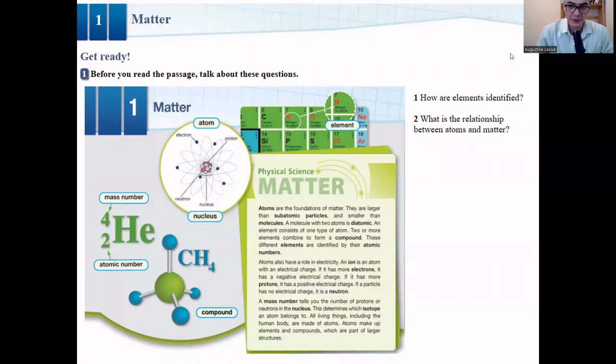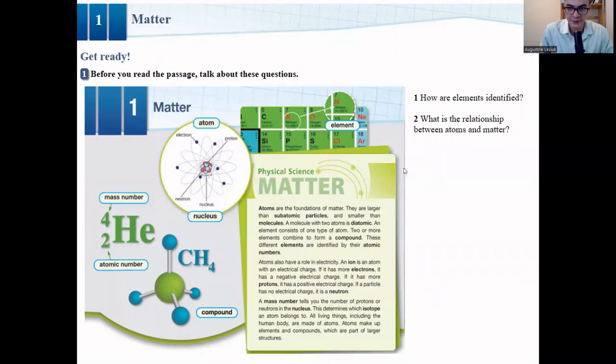For our first activity, I want you to read the following passage, the physical science matter passage. Once you finish reading the passage, I want you to answer these two warm-up questions over here. The first one asks, how are elements identified? And the second one asks, what is the relationship between atoms and matter? Okay, so pause the video, read the passage, and once you're done, resume the video, and we will go through the answers together.